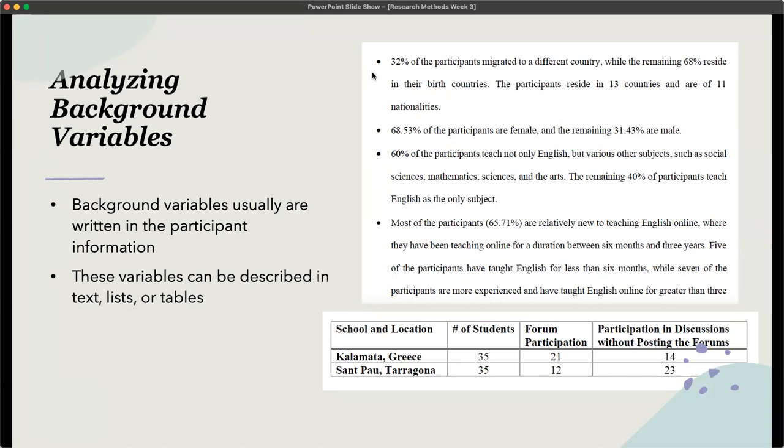So if we look at these bullet points, we can see 32% of the participants migrated to a different country, while the remaining 68% reside in their birth countries. So this is participant information. This table is showing us how many students in each school in each location.